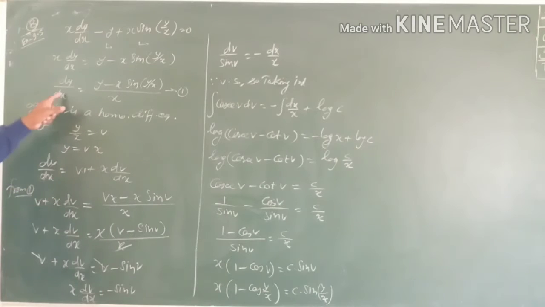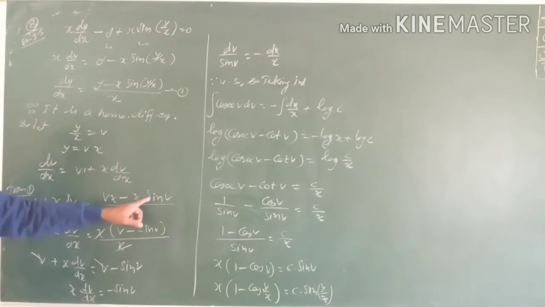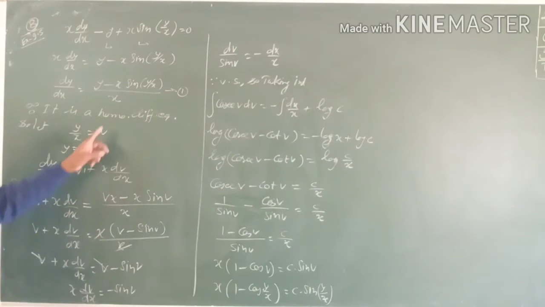Put this value in equation number 1, in place of dy/dx put v plus x dv/dx, and on the right side in place of y write vx, x as it is, sin(y/x) means sin v, and the denominator x as it is. Now x is common and cancels out, and this v also cancels out. So we have only x dv/dx equal to minus sin v. Now separate the variables: dv/sin v on one side and dx/x on the other.